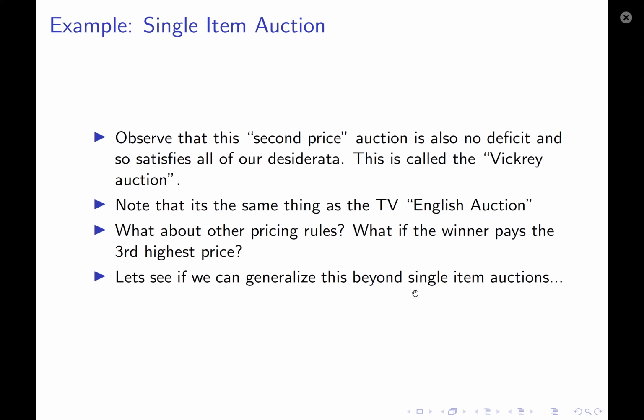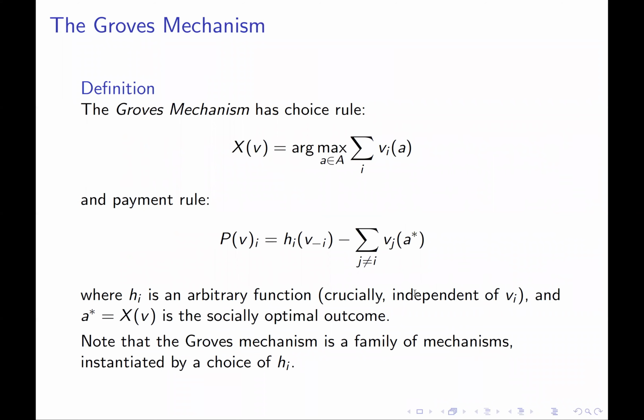Okay, so let's see if we can generalize to find the mechanism that has all of these nice properties, not just in the single item auction setting, but in the fully general setting that we laid out at the beginning of the lecture. So here we're going to define an entire class of mechanisms. These are called the Groves mechanisms.